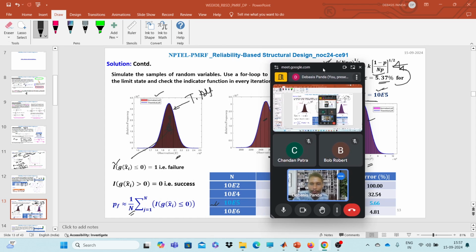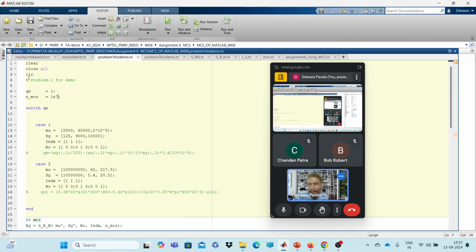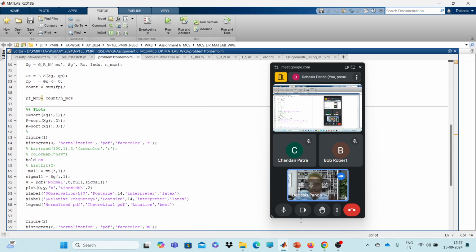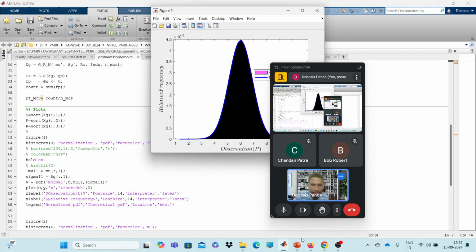So now we can say that this number of samples will decide your error and the probability of failure estimation. Using these 10 to the power 6 samples, I am getting this much probability of failure. Now, what I used to plot them, like these three plots for three random variables. Look at these three plots for these three random variables.